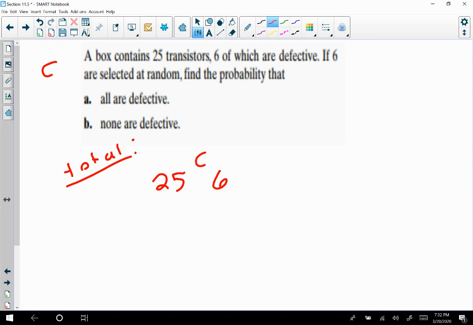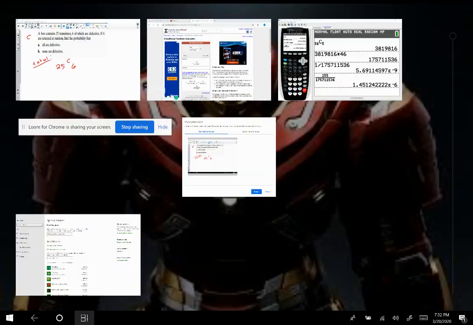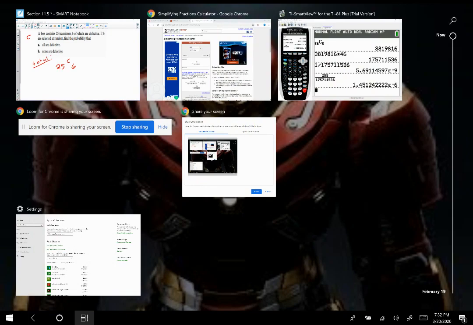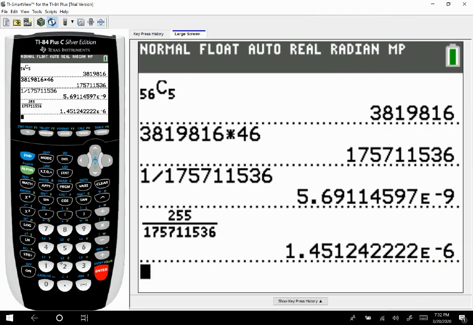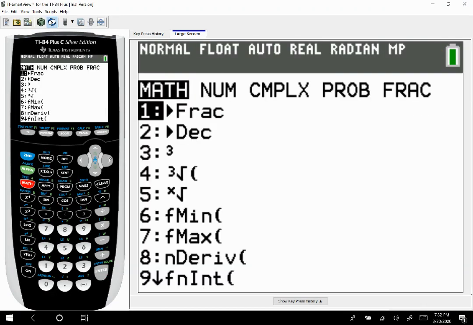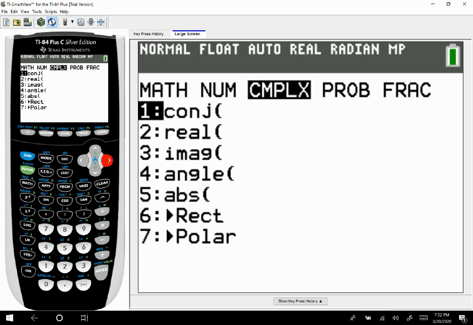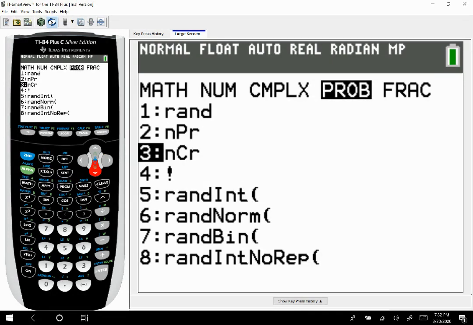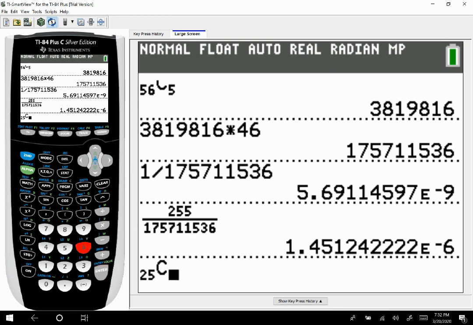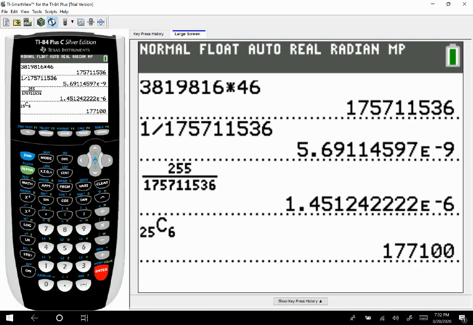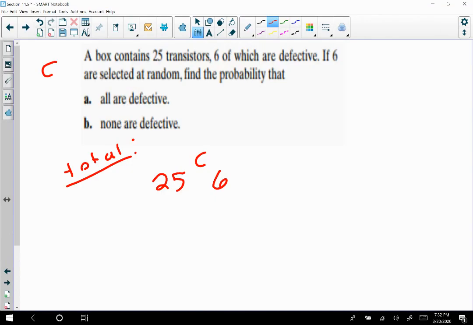So now that we know it's a combination, we just go to our calculator and run 25C6. Bring up the calculator, 25, math, go over to C, 6. And so there are 177,100 different ways to select people to go, or to select transistors, excuse me.